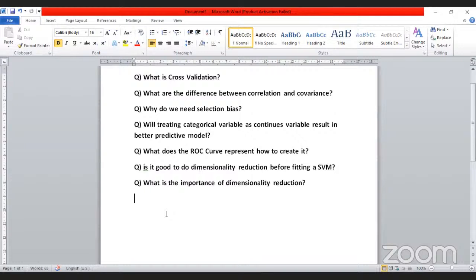So there are four advantages. Firstly, it reduces the storage space and time consumed. Next, it reduces the issue of multi-collinearity. Third, it makes it easy to visualize after reducing the dimension. And fourth, it avoids the curse of increased dimensionality. Okay, is it clear what dimensionality reduction is and what its importance is? Is it clear now?